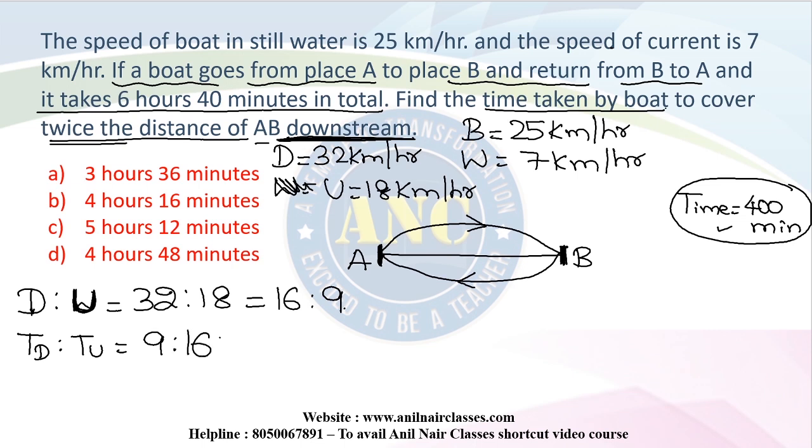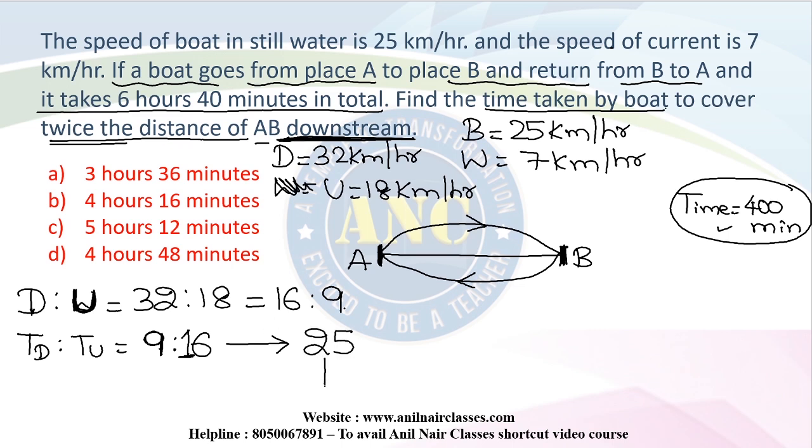That means according to the ratio, if I go downstream from A to B, I will take 9 minutes to travel according to the ratio. If I come back from B to A in the upstream way, I will take 16 minutes to travel from B to A. So the total time taken according to the ratio is 9 plus 16 in both directions of down and upstream. I hope you are understanding. Total time taken according to the ratio is 9 plus 16, which is 25 minutes.